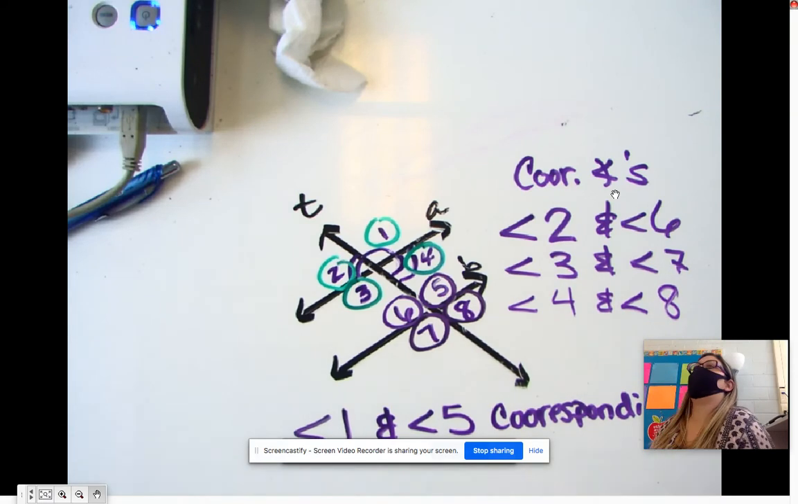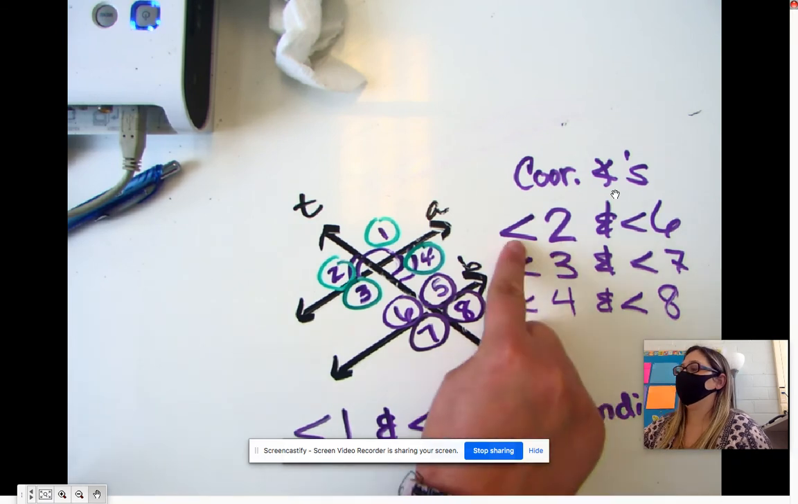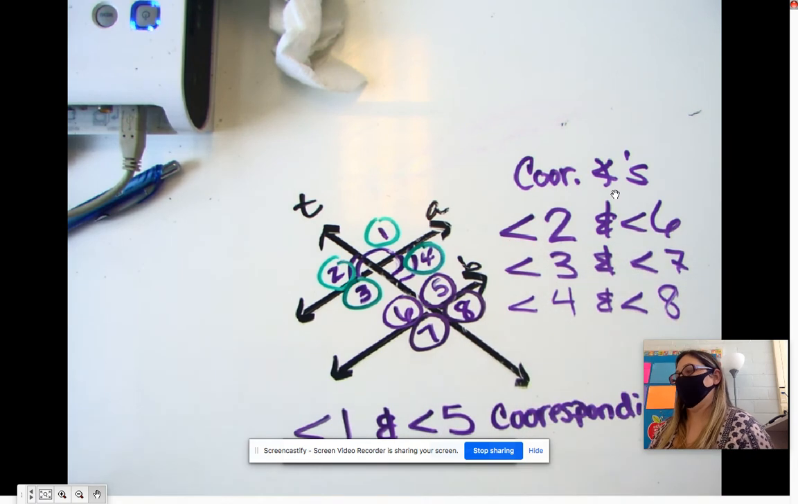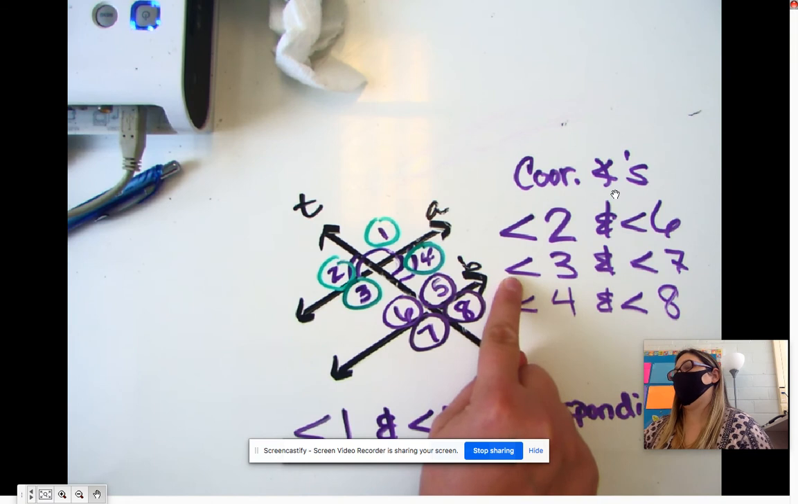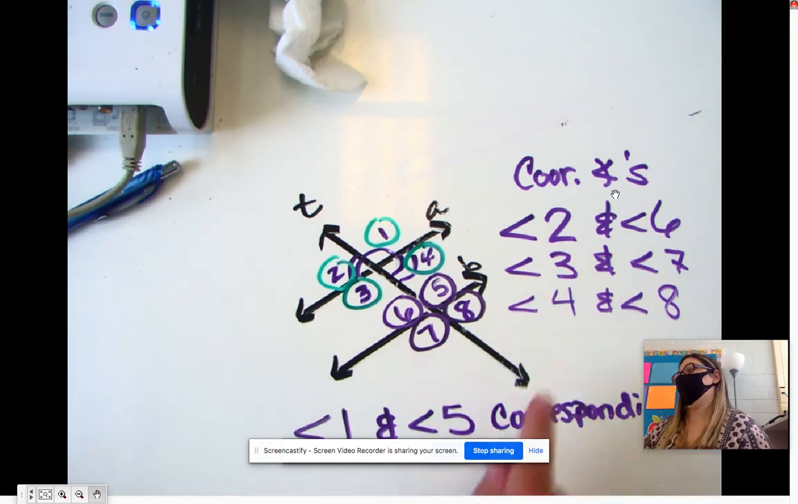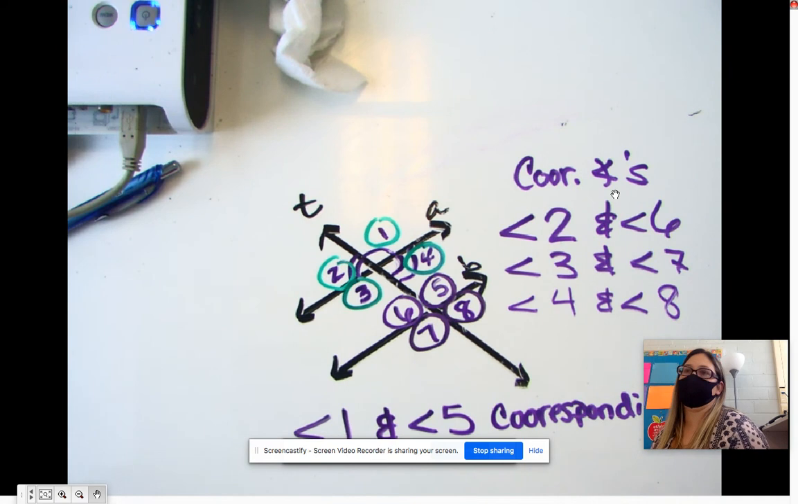Okay. Corresponding angles are equal. You might want to write that down somewhere. Corresponding angles are equal. So that means 2, its measurement is going to be the same as 6. Angle 3 will have the same measurement as 7. 4 will have the same as 8, and 1 will have the same as 5. Corresponding angles have equal measurements. Are there any questions of how to find the corresponding angle? It's all about the same position.